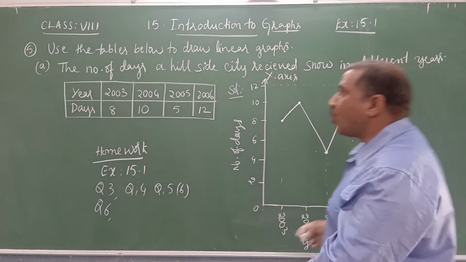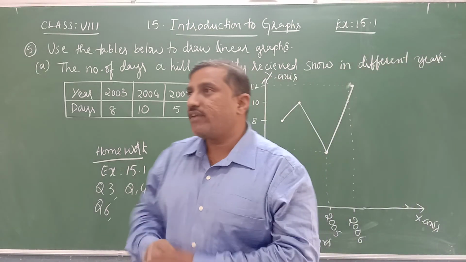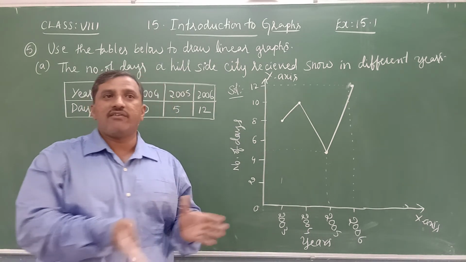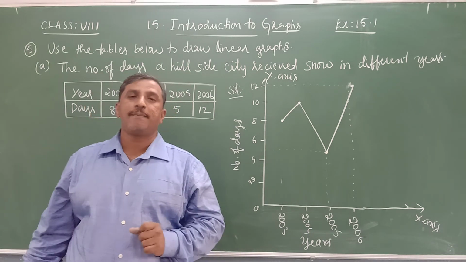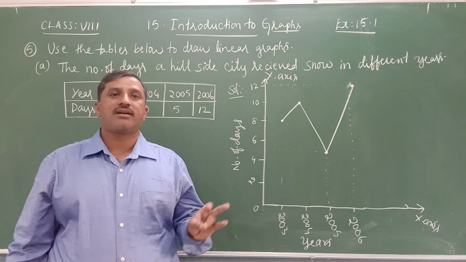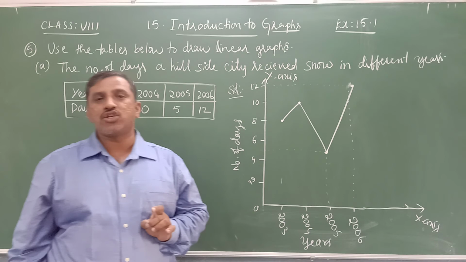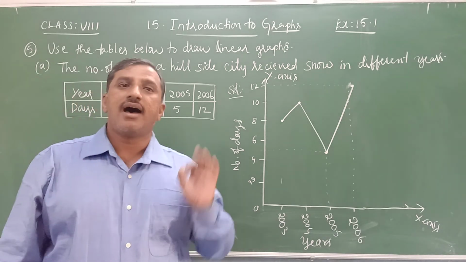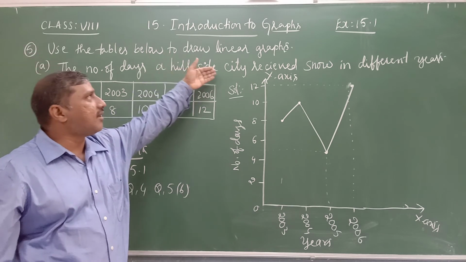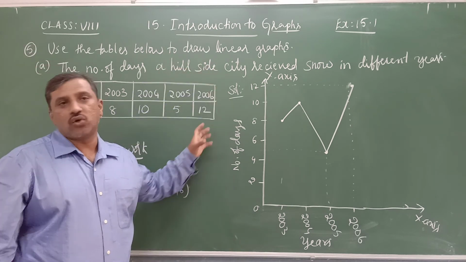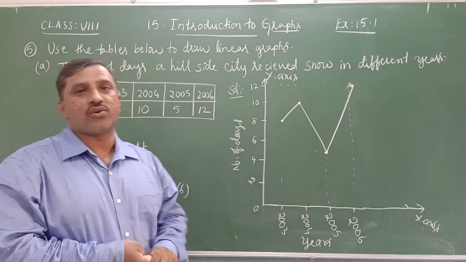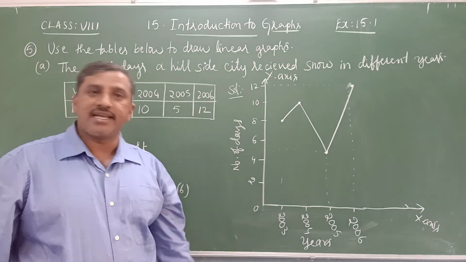I hope you understood today what we discussed, the introduction to graphs. The graphs we already covered in chapter number 5 are the bar graph, double bar graph, pie chart or circle graph, and the histogram. In this chapter we are discussing the linear graph. We have discussed how to draw the linear graph and how to answer questions on it.